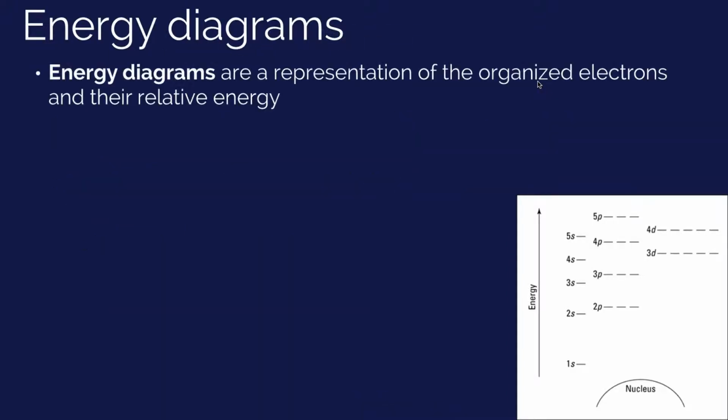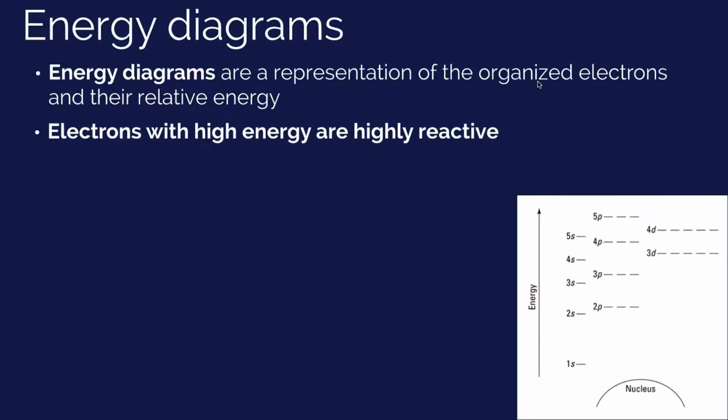So, one more time, these energy diagrams help us organize all our electrons in an atom in order of increasing energy. And it's important to know what electrons have the most energy because electrons that have a high energy are also very reactive. So when we're predicting the outcomes of a lot of our chemical reactions, we need to know which electrons are the ones that are involved.